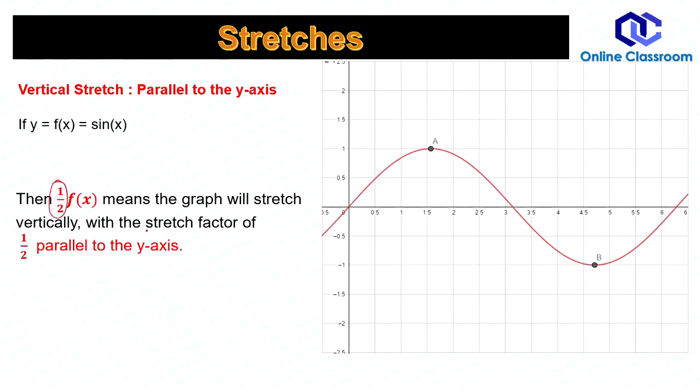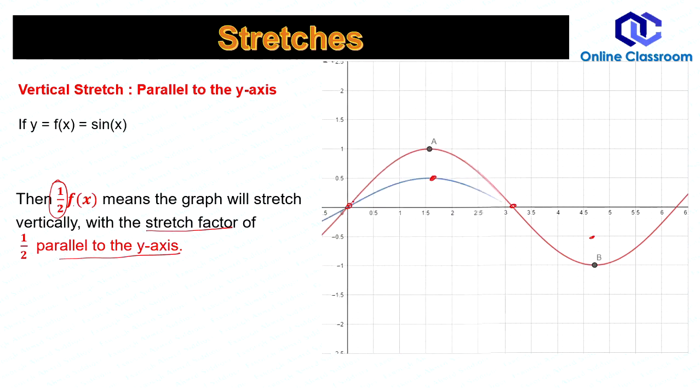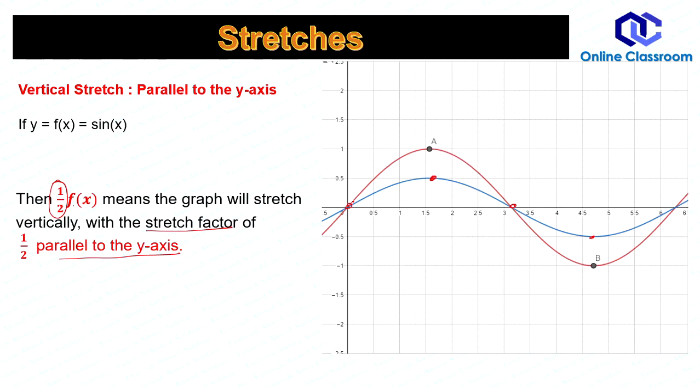You see this word stretch factor, and we are moving parallel to the y-axis. Why? Because we are writing half in front of the function. So every gap from the axis is reduced to half. This point comes here, this point comes here, these points on the invariant line are unchanged, and you have this new shape. This way you have the stretching. Hopefully the idea is clear how to do the stretch.